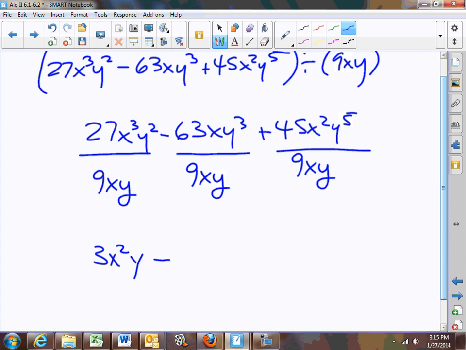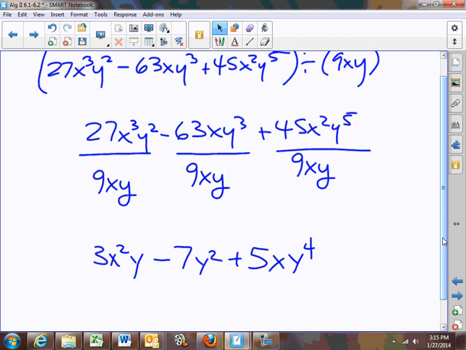Now 63 divided by 9 is 7. X divided by x is 1. 7 times 1 is still 7. And y cubed divided by y is y squared. And then plus 45 divided by 9 is 5. X squared divided by x is x. And y to the fifth divided by y is y to the fourth. And that's basically division of a polynomial by a monomial.